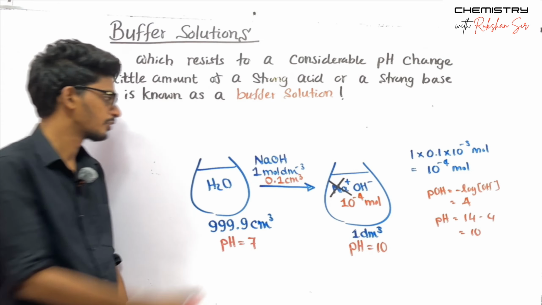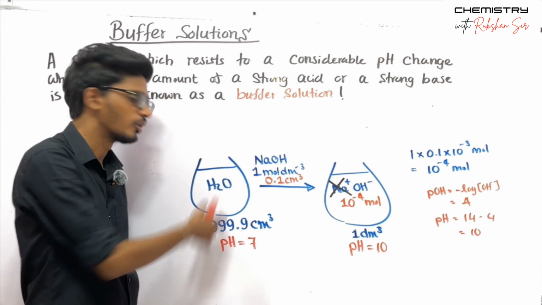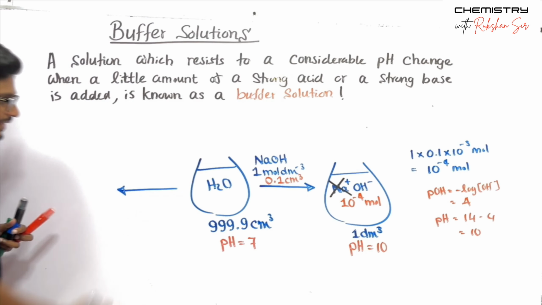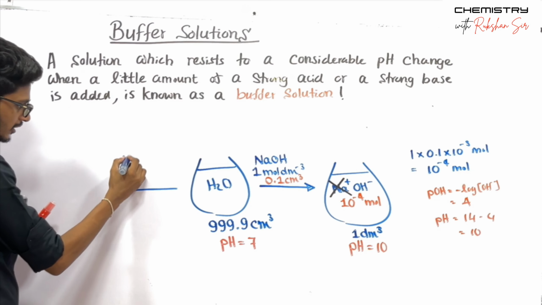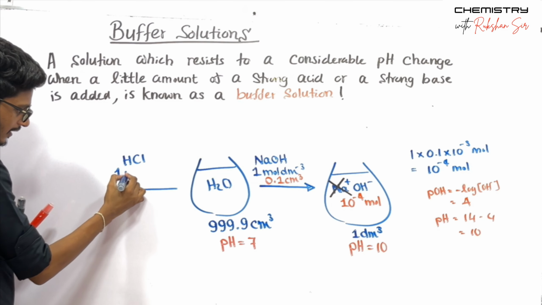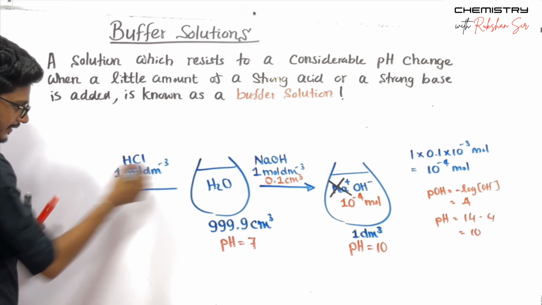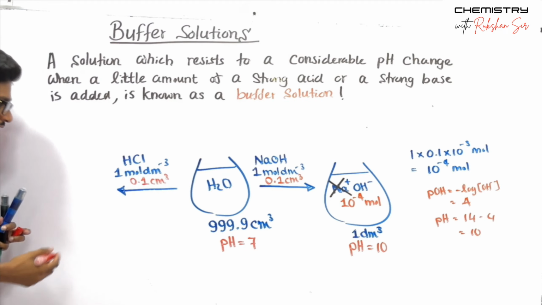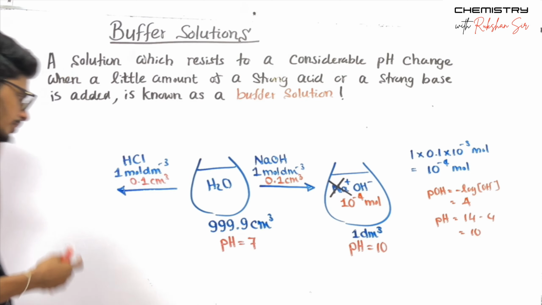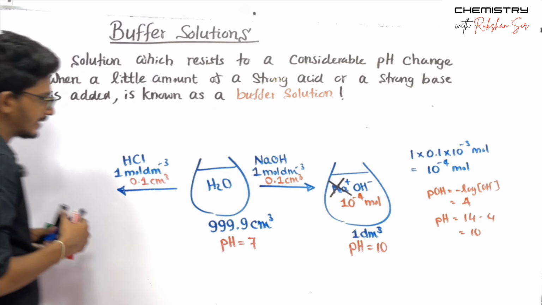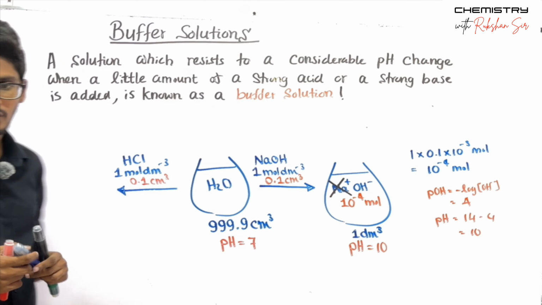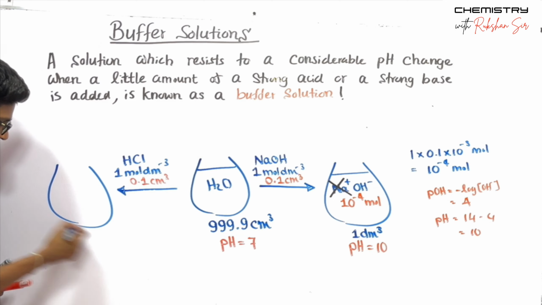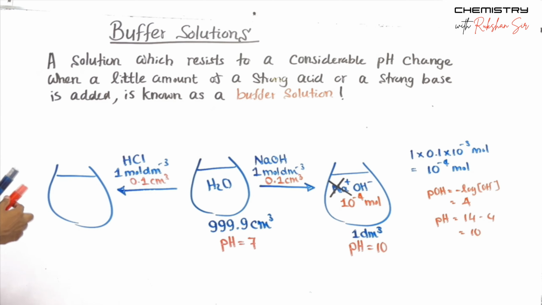If you add some little amount of a strong base to water, let's discuss what will happen if you add a little amount of a strong acid to this water. Let's add the same amount, 1 mole HCl, just 0.1 cubic centimeters, very little amount, right? Just 2 drops from the burette. 1 drop from the burette contains 0.05 centimeter cubes volume. So that will give you the same amount of HCl as NaOH.